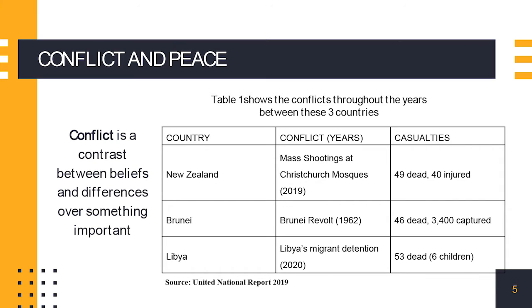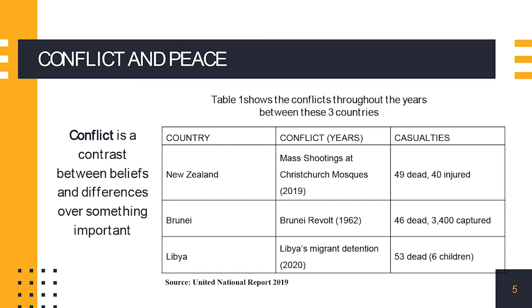In this slide, I will be explaining the conflict throughout the years between these three countries. Based on the table shown in this slide, on Friday 15 March 2019, a mass shooting at the Christchurch Mosque happened in New Zealand. It caused 49 lives lost and 40 injured of Muslims. This happened because of the radical thinking of the shooter itself.